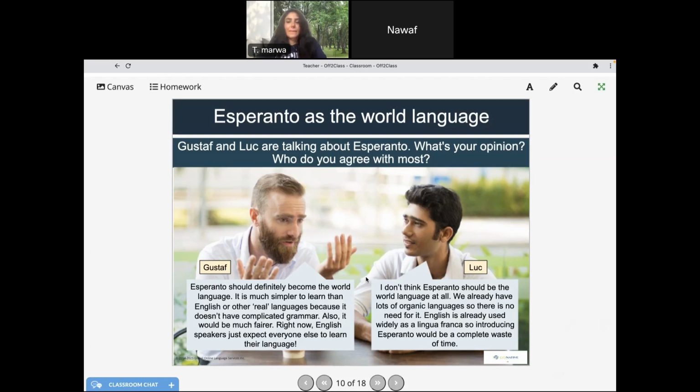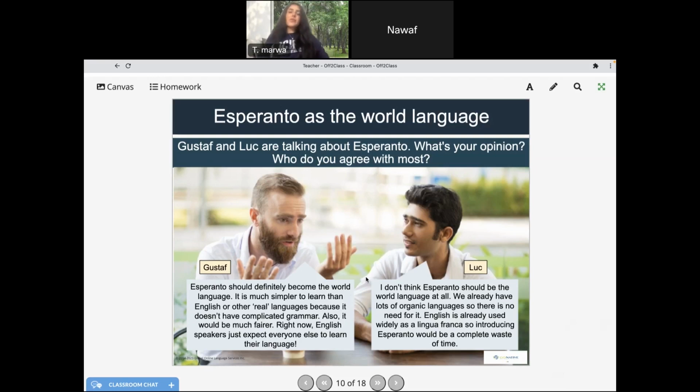Luke: Okay, look, I don't think Esperanto should be the world language at all. We already have lots of organic languages, so there is no need for it. English is already used widely as a lingua franca. Lingua franca, common language. Okay, so introducing Esperanto would be a complete waste of time.